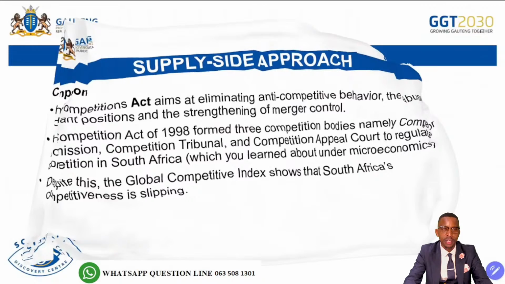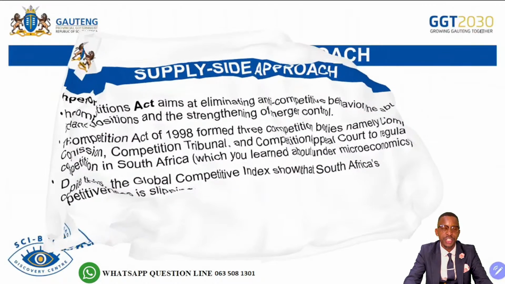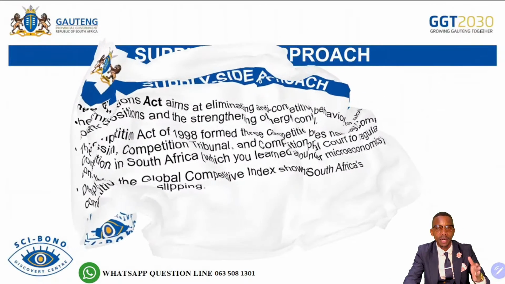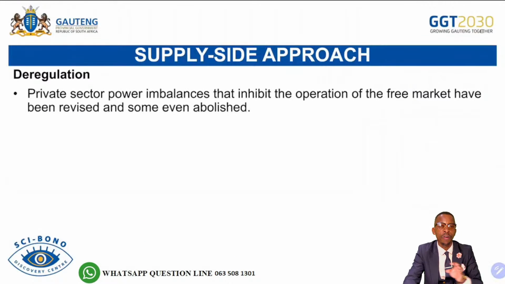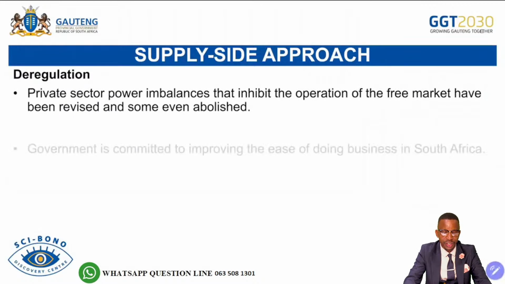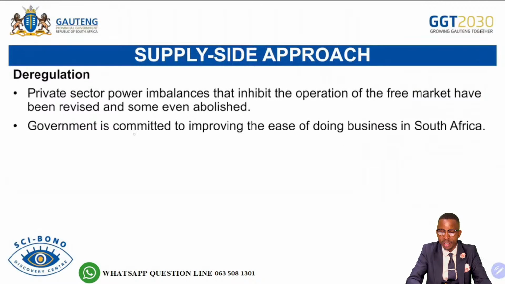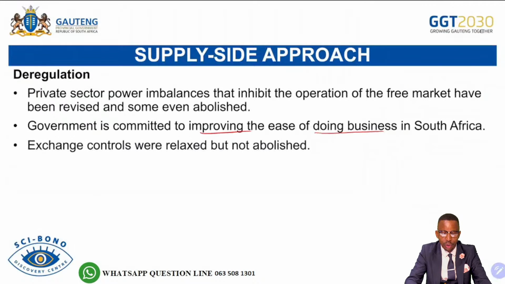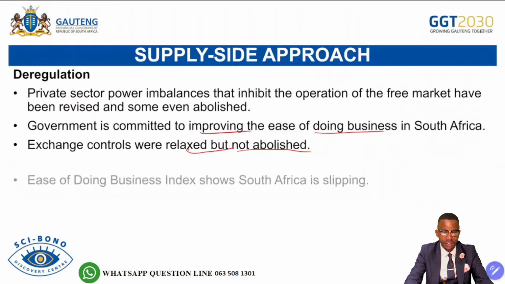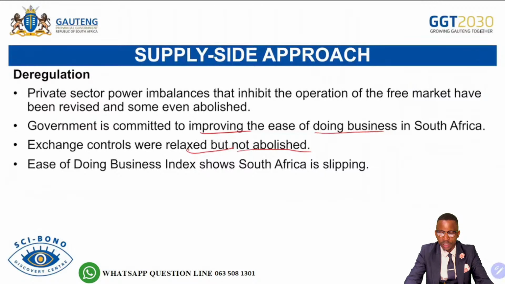The regulation. This is the removal of unnecessary laws and regulations by the government that prevent the functionality of the market. Reducing this means we cut off the red tape. Private sector power imbalances that inhibit the operations of the free market have been revised and some even abolished. Government is committed to improving the ease of doing business in South Africa. Exchange controls were relaxed, but not fully abolished, to allow the entry of goods from other countries without much restriction. The Ease of Doing Business index shows South Africa is slipping also.